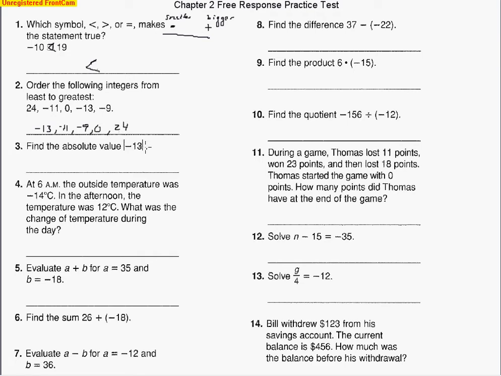Absolute value is the distance to 0 on the number line. So if we're at negative 13, here's negative 13 over here on the number line, 0 is way over here, the distance from negative 13 to 0 is 13 spaces. And so that's why the answer for any absolute value is just going to end up being a positive number. So 13 is our answer.